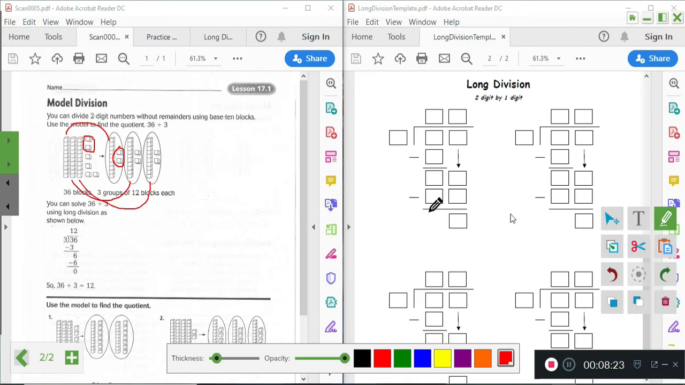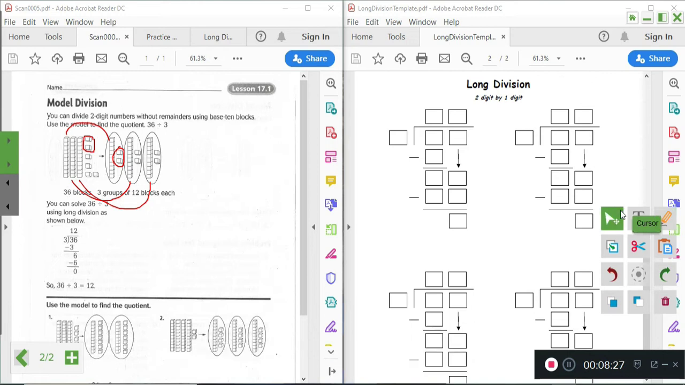So I have 12. Here are the steps using long division. All right, we're going to do a couple of problems together before I turn you loose.